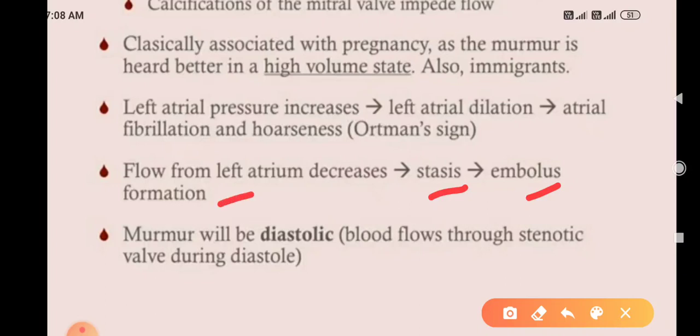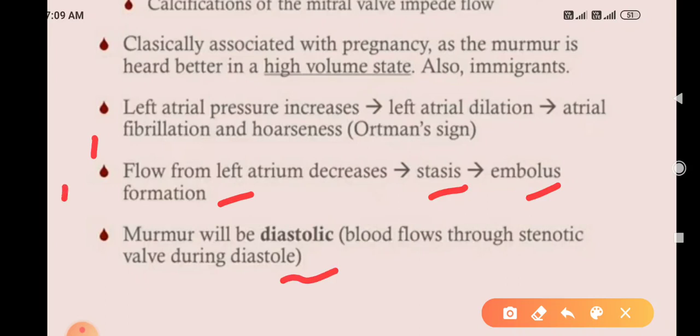The murmur will be diastolic. Blood flows through the stenotic valve during diastole. During diastole, the heart relaxes, but the valves are not able to open completely. That's why, at the time of opening of the mitral and tricuspid valves, we listen to a murmur, a diastolic murmur. During closure, the valve is not able to close completely, it is only partially closed.